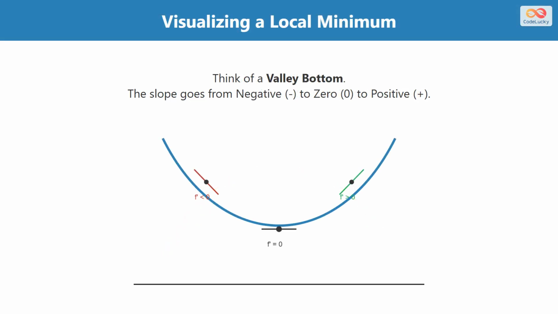Now let's look at a local minimum. This is like the bottom of a valley. Here, the slope behaves in the opposite way. It starts negative as we go down into the valley, hits 0 at the bottom, and then becomes positive as we climb out. This switch from negative to positive indicates a minimum.